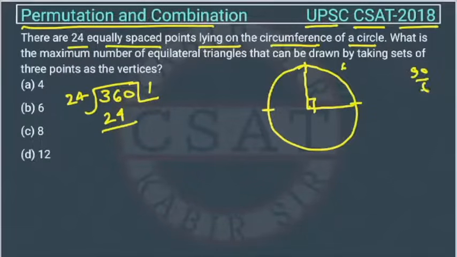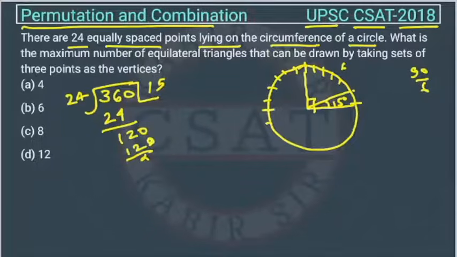Otherwise you can do it like this: 360 we will divide by 24. So how much will this be? This will be 15 degrees. So in a 15-degree angle we will arrange 1 point, so there will be 6 points. These are 6 points. Similarly here, so they all are equally spaced.